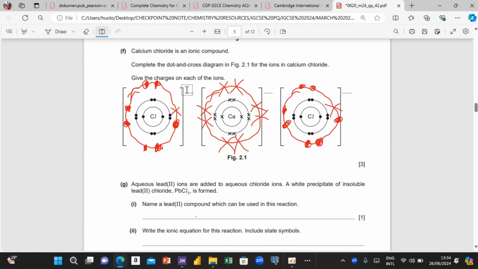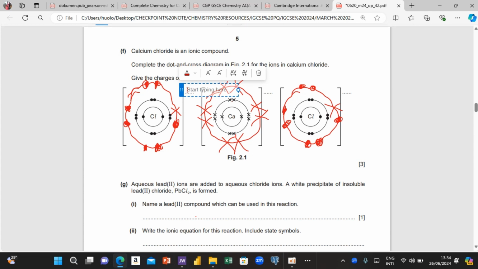We need to put the charge where it is. For the chloride ion, it has gained 1 more electron, so you put that minus sign there. For clarity you can just put 1. That means it has 1 more electron than proton. Remember, nothing has happened to the nucleus, so it still has 17 protons, but the number of electrons has increased to 18. So we have 18 electrons and 17 protons, and that's why it's giving you -1. The -1 is simply telling you that it has 1 more electron than proton.